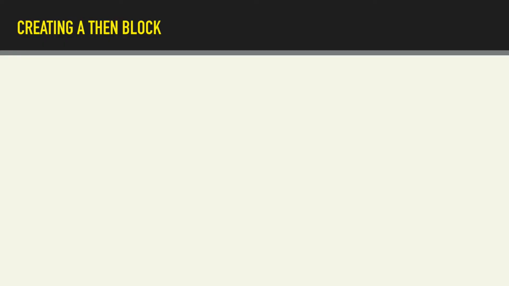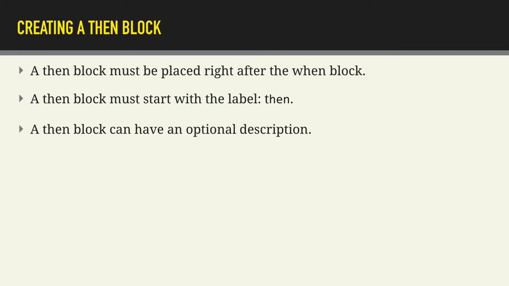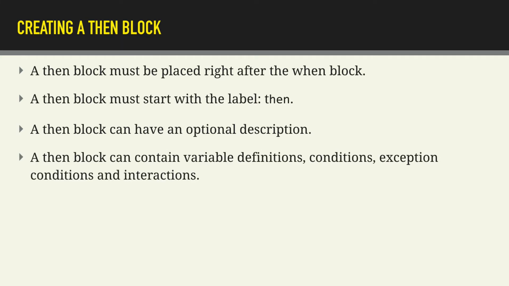Second, we have to create a then block by following these rules. 1. A then block must be placed right after the when block that describes the stimulus. 2. A then block must start with the label then. 3. A then block can have an optional description that is given by using a string literal. And 4. A then block can contain only variable definitions, conditions, exception conditions, and interactions.